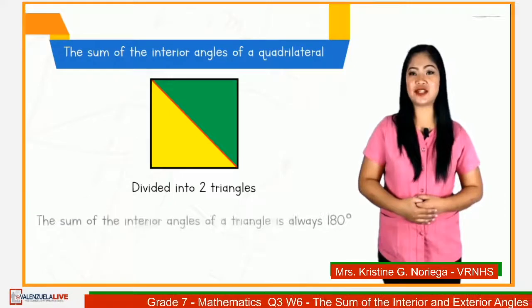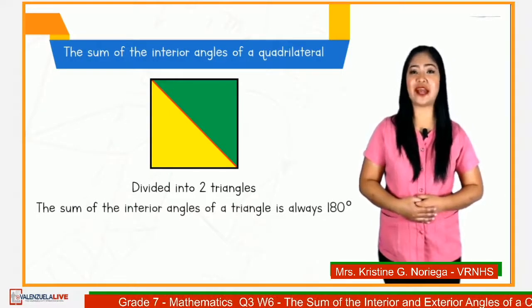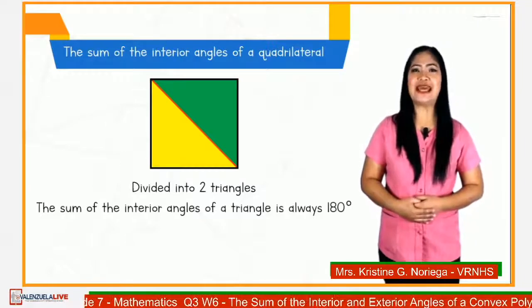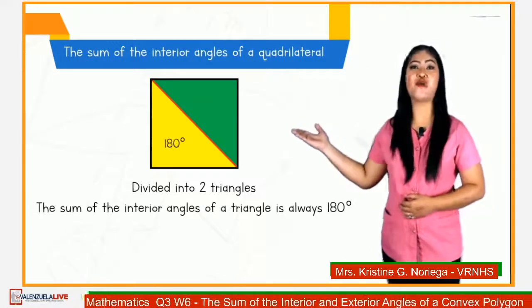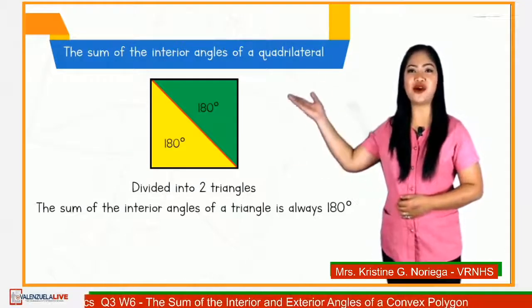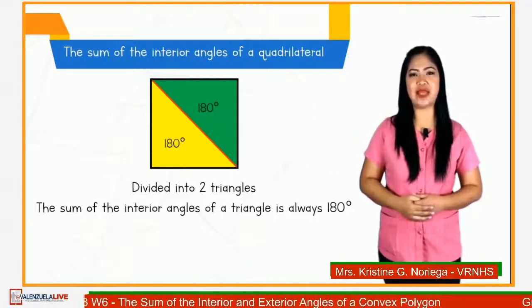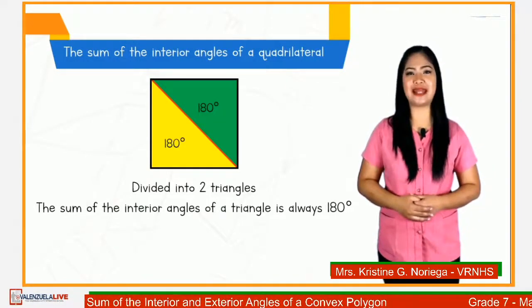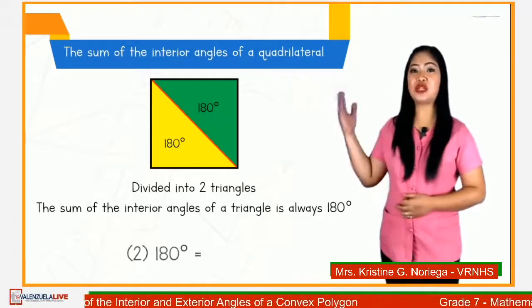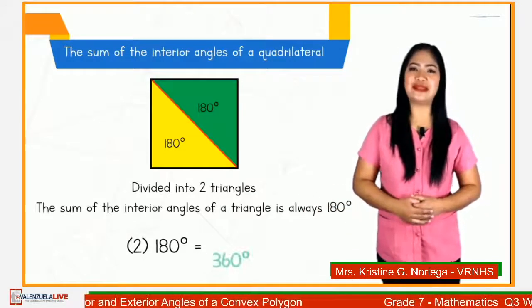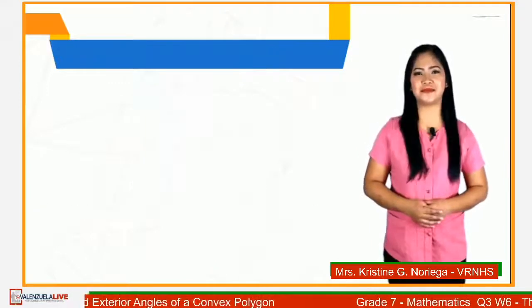And since the sum of the interior angles of a triangle is always 180 degrees, this triangle gives us 180 degrees and the other triangle gives us another 180 degrees. So for me to know the sum of the interior angles of a quadrilateral, that will be 2 times 180 degrees, which is equal to 360 degrees.